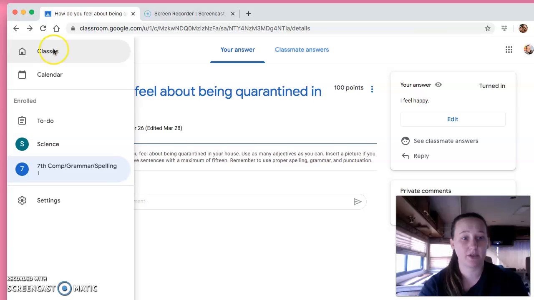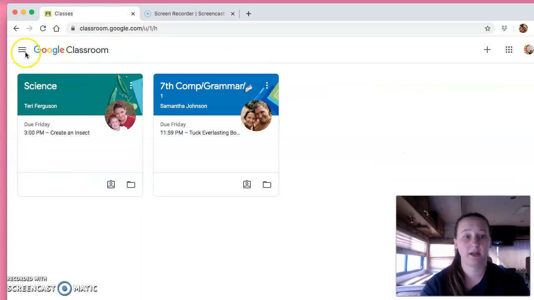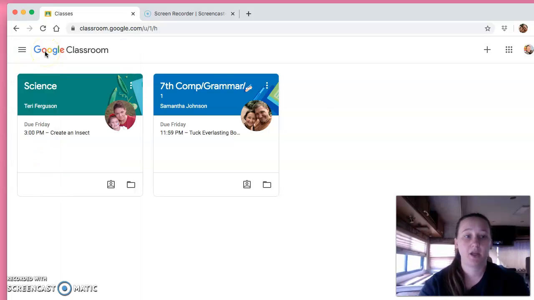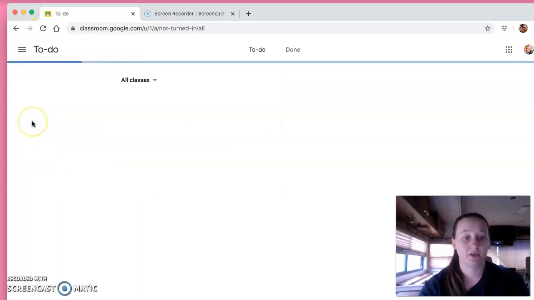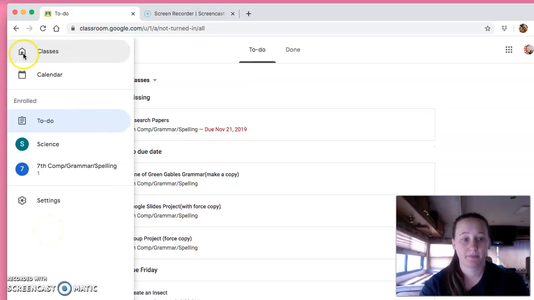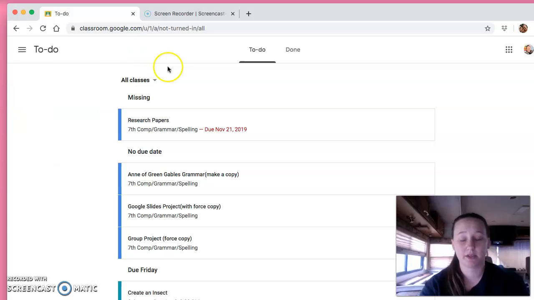Remember, how to go back to your classes to see multiple classes is to hit those three dots right there and hit classes. You can also see to do on the calendar of what you should be doing. And that's how you respond to questions in Google Classroom.